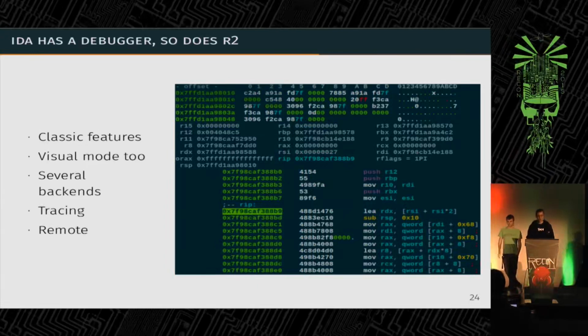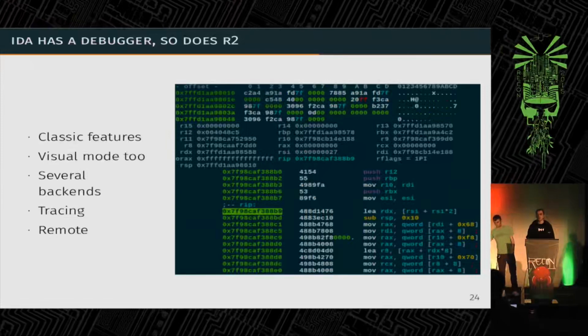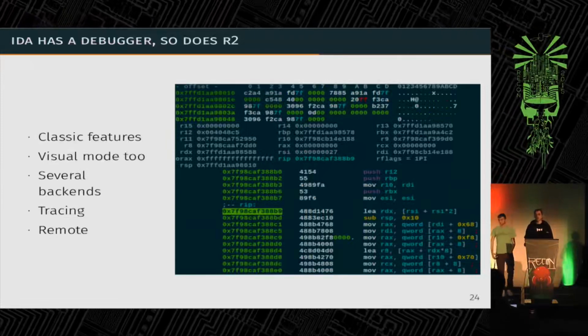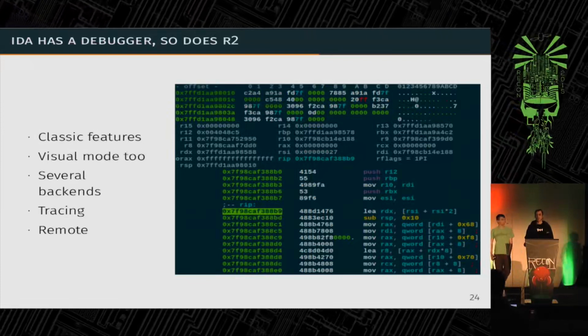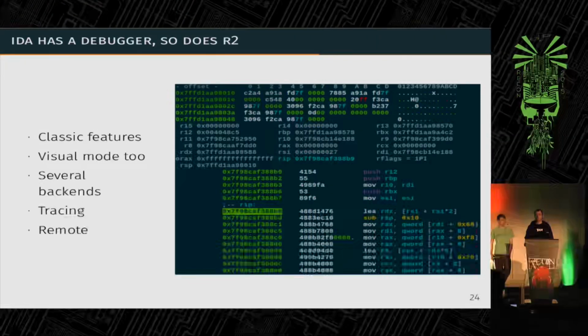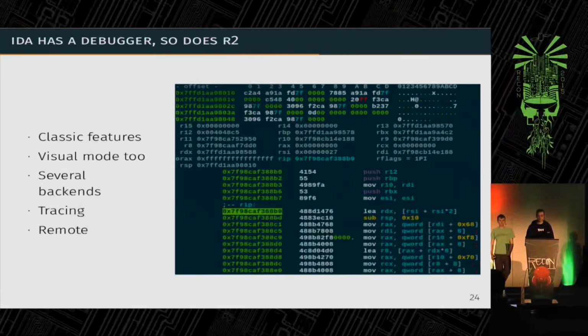So it's pretty cool. And we've got several backends. You can use GDB from Radare2. You can use WinDbg, the VMware stub, and you can even use WinDbg, the Windows stuff. So you can debug your Windows driver using Radare2.